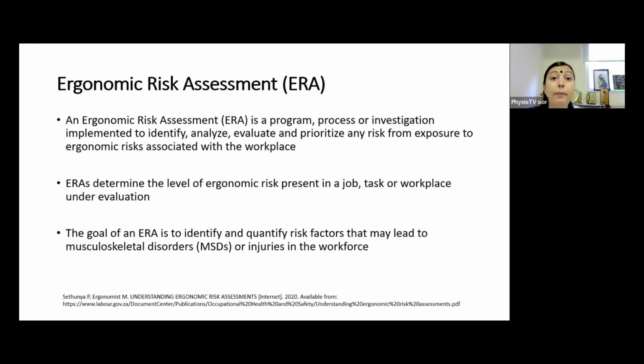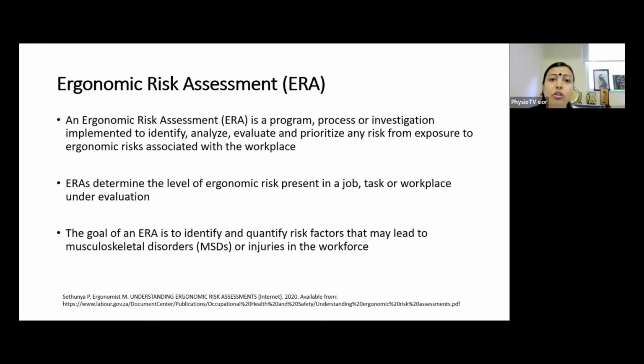So there has to be proper planning done. There has to be a defined team who's going to do this. There has to be a defined set of parameters which need to be assessed. And as discussed before, these parameters have to be biological, psychological, and social, all three aspects. This process and investigation is implemented to identify first, then analyze based on the data and evaluate, and finally prioritize any risk from exposure. Once we prioritize, we deal with these risk factors in a systematic way. If something is at highest priority, we deal with that risk factor first, followed by the rest of them.